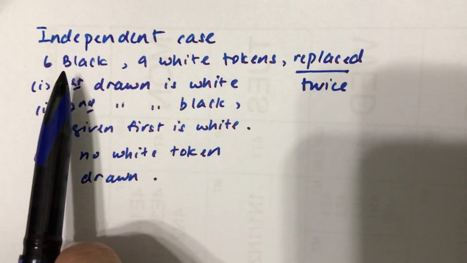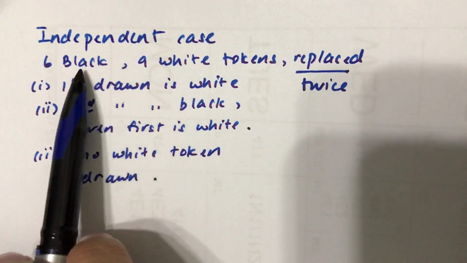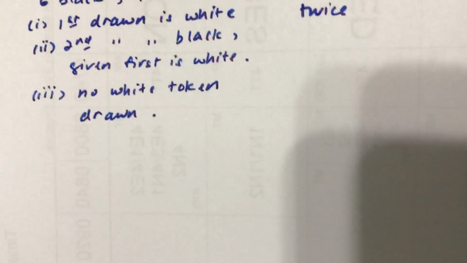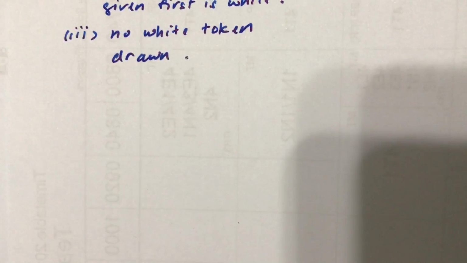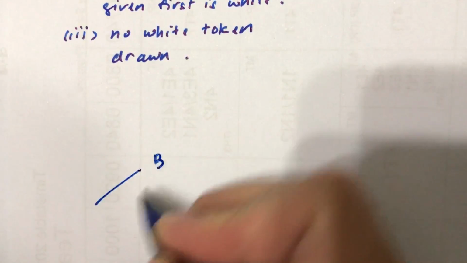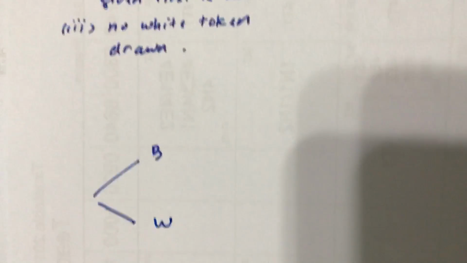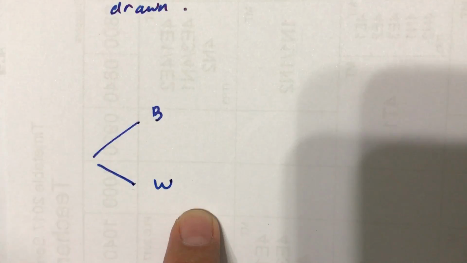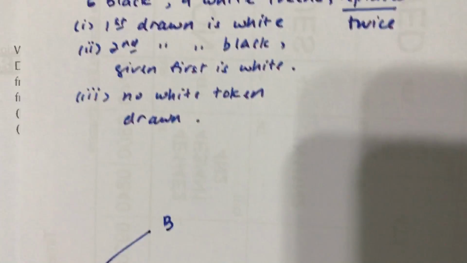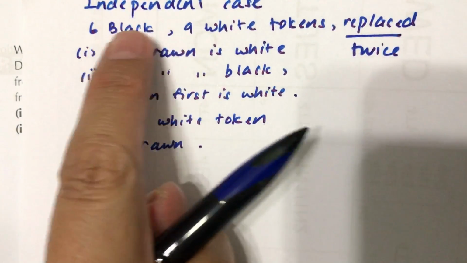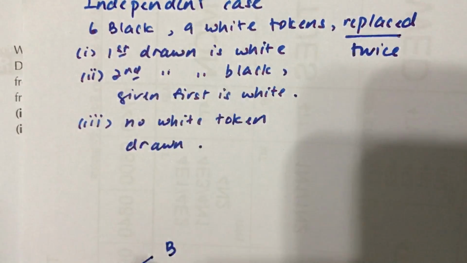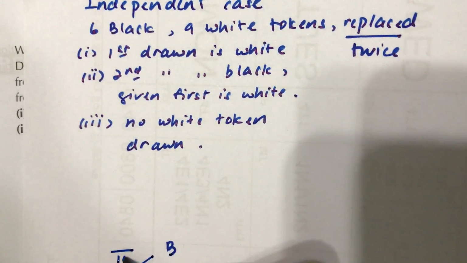So how it works is that we have 6 black and 9 white. So there are 2 colors. So at the very first part, you're going to draw a tree diagram with 2 branches. So we have black and white. These are the 2 possible outcomes. Now, since I have 6 black and 9 white, I have a total of 15 tokens. Since I have 6 black, this will be the probability, 6 over 15. And for the white, I have 9, so I have 9 over 15.